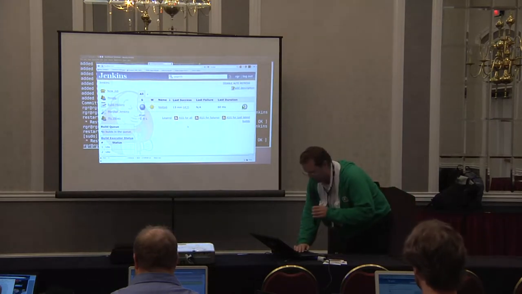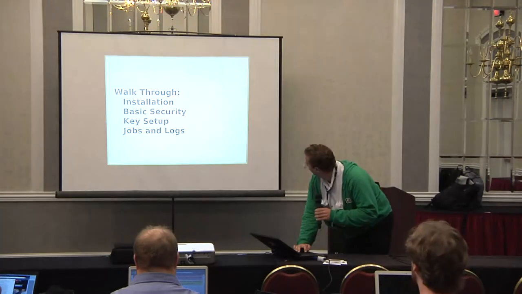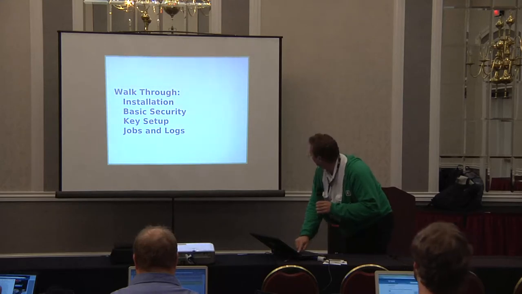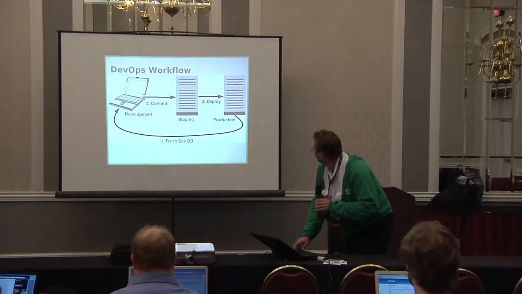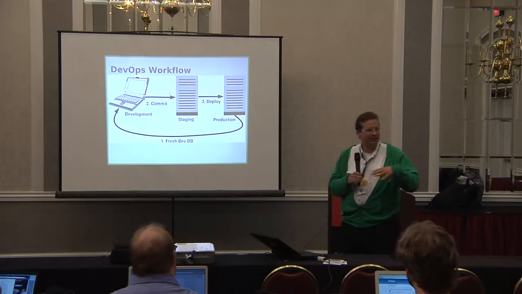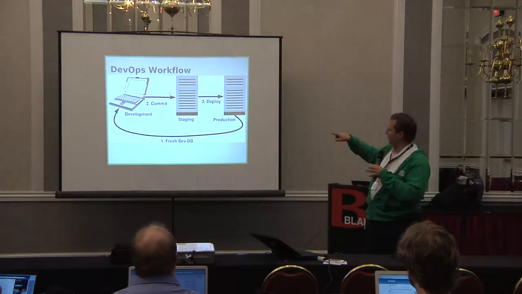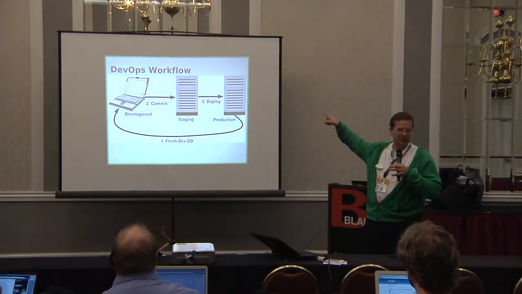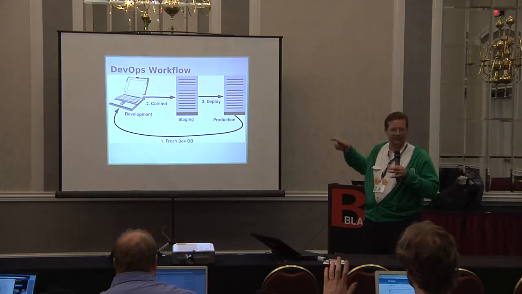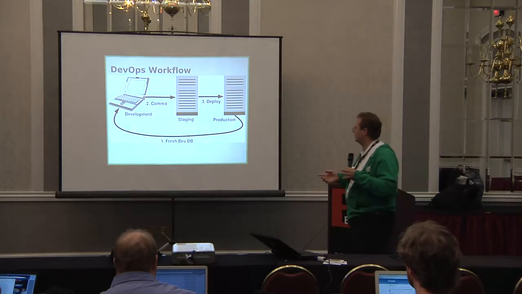I think, let me switch back to the slideshow and see what else I had in here. So how many people here are sort of familiar with what people call a basic DevOps workflow, where a developer makes things that go to a staging machine and then to a production? Does anybody want me to kind of explain that a little bit? I'll just go through it real quick.